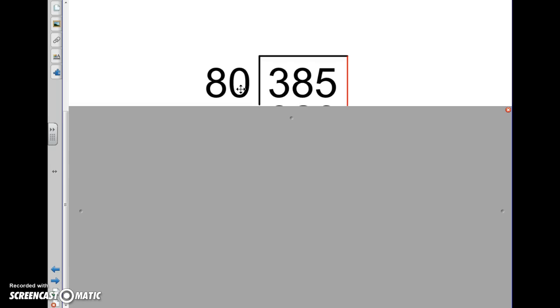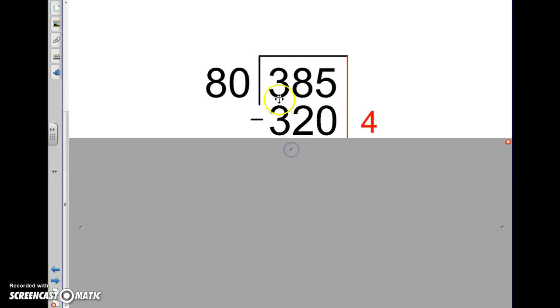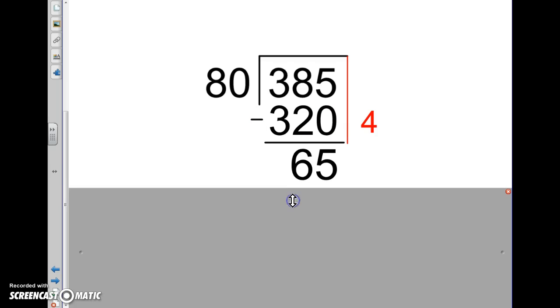So I know that 80 plus 80 is going to give me 160, right? That would be the second multiple, so that'd be 80 doubled. And I know that 160 doubled would be 320. So that means that the fourth multiple would be 320, right? Because the fourth multiple is twice as much as the second multiple, which I know is 160. So I have 320. I'm going to find the difference, and the difference is 65.